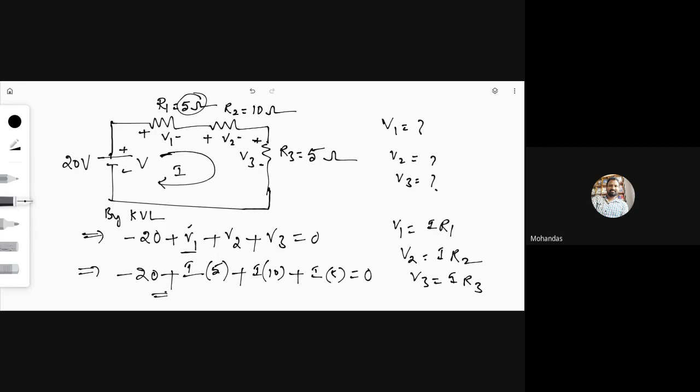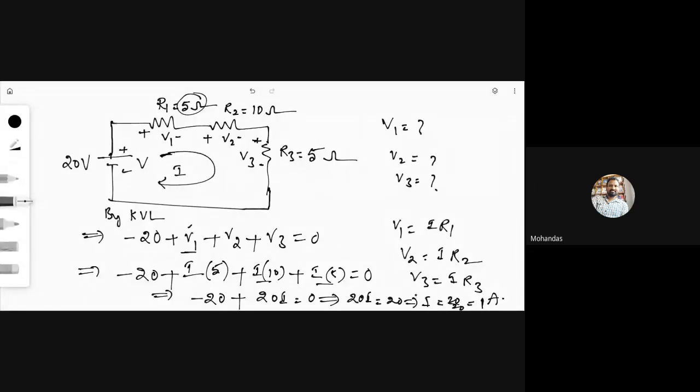So that implies minus 20 plus 5i and 10i and 5i. Total it is 20i, which is equal to 0. From this, 20i equal to 20. So then what is the I value here? 20 by 20, which is equal to 1 ampere. So by using the KVL, we can calculate the current in this simple loop. All these are connected in series, so it is a very, very simple loop.